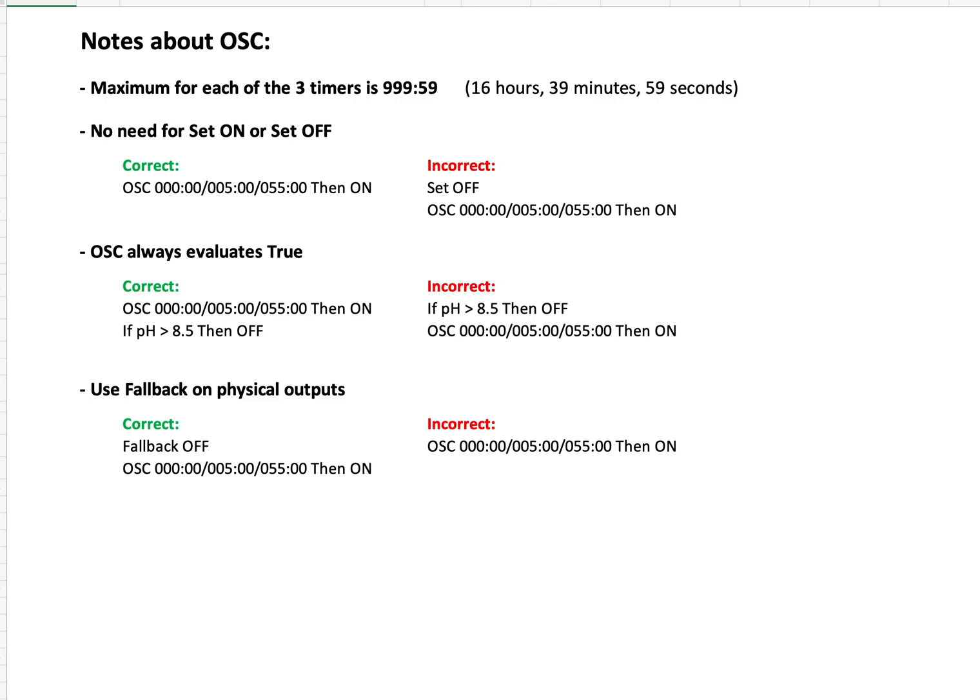Lastly, if you're using OSC on a physical output, be sure to include a fallback command to instruct the output what to do if it loses communications with the Apex. You don't want a dosing pump to get stuck in the on position if the Apex is out of communications and dump a gallon of additives into your tank. Okay, that's all I have for OSC.